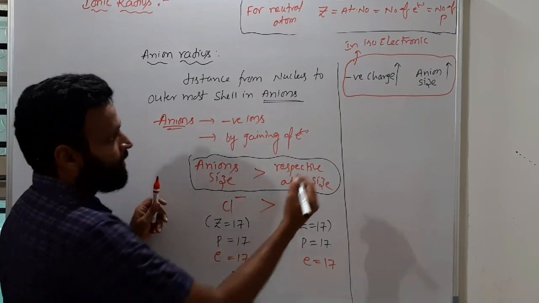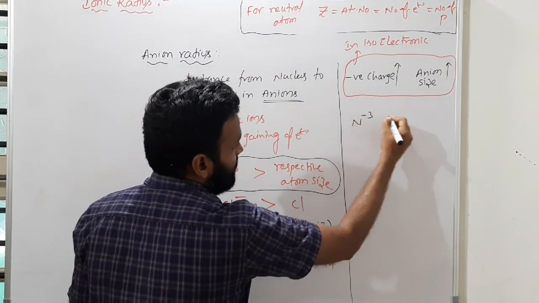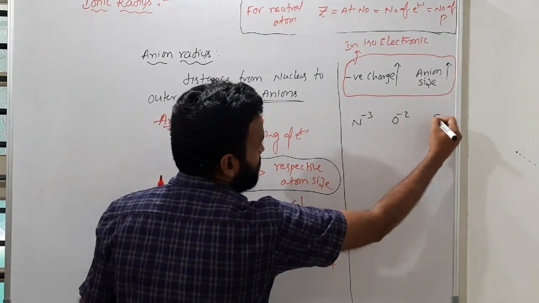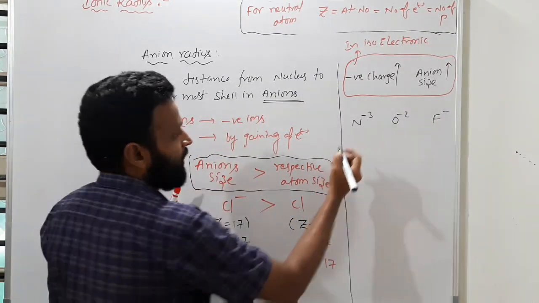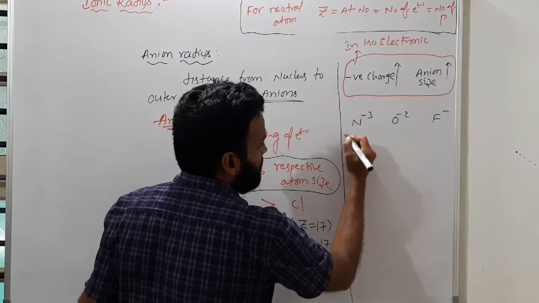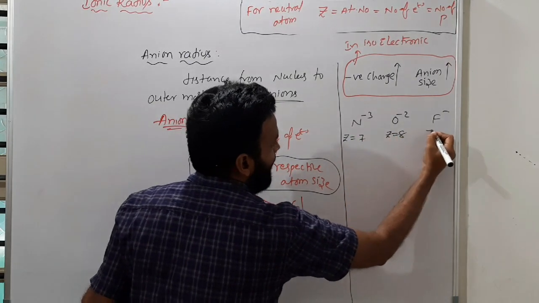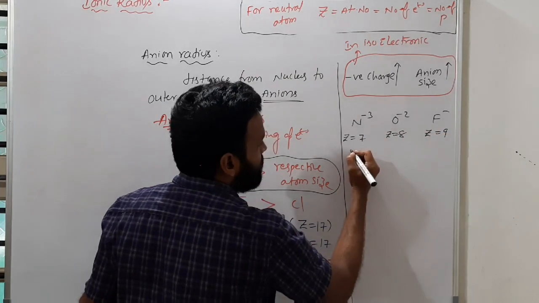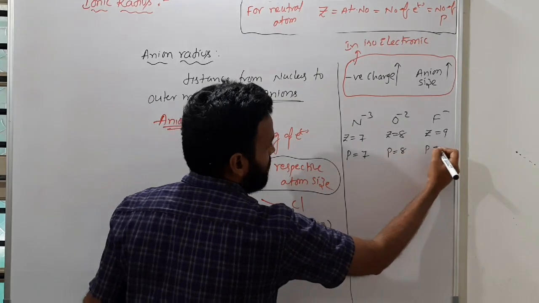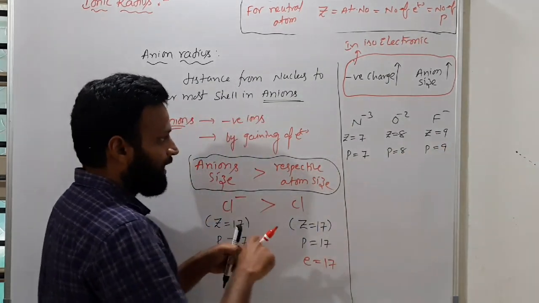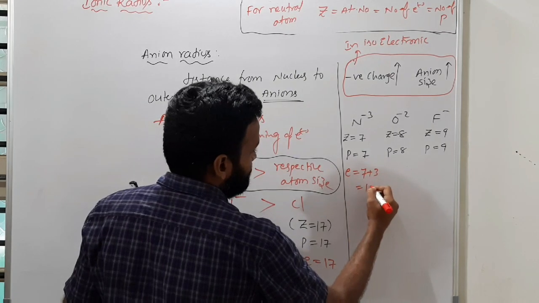Notes are very important. I'll give you one example here: N3-, O2-, F-. These three are isoelectronic because the atomic number is 7, 8, and 9. So protons are 7, 8, and 9. Coming to electrons, electrons are 7 plus 3, 10.